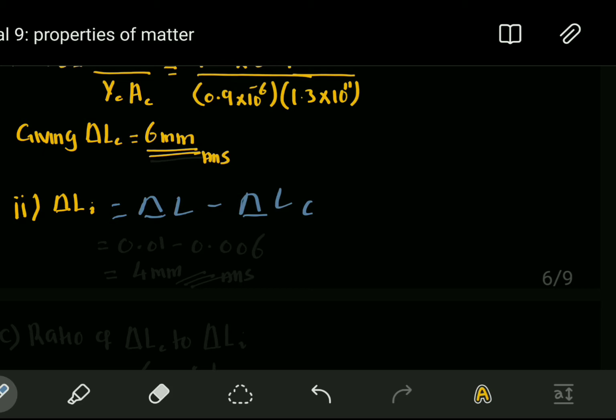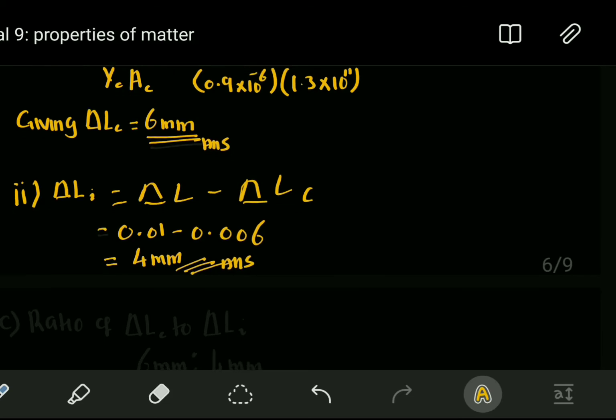Okay, so it's supposed to look like this. So we have the total change in length minus the change in length of the copper wire, giving us 0.01 minus 0.006 meters, giving 4 millimeters as the stretch for the iron wire. Okay, so I hope, well, I'm sure you understand here at this point.